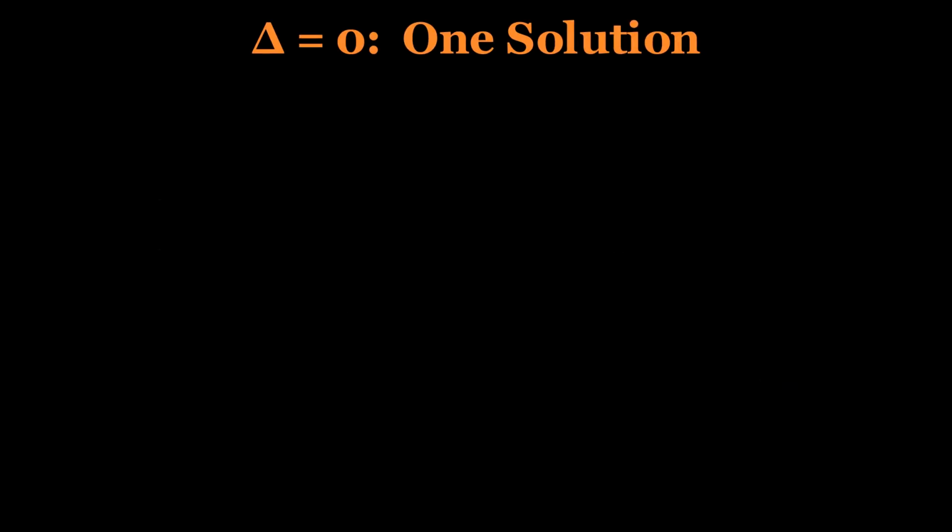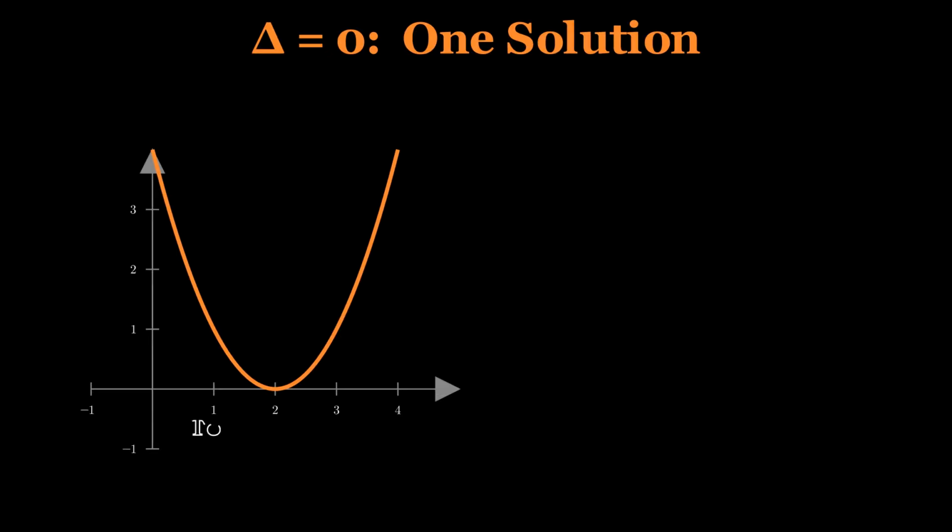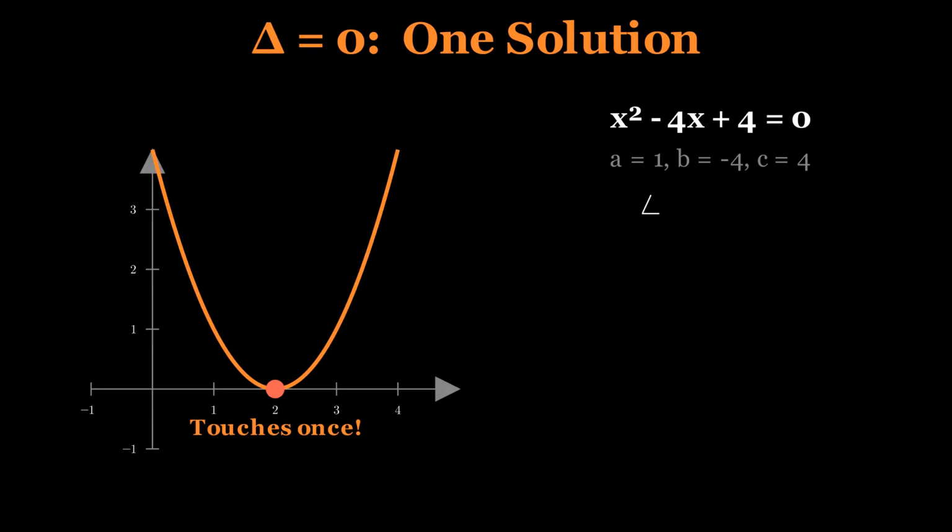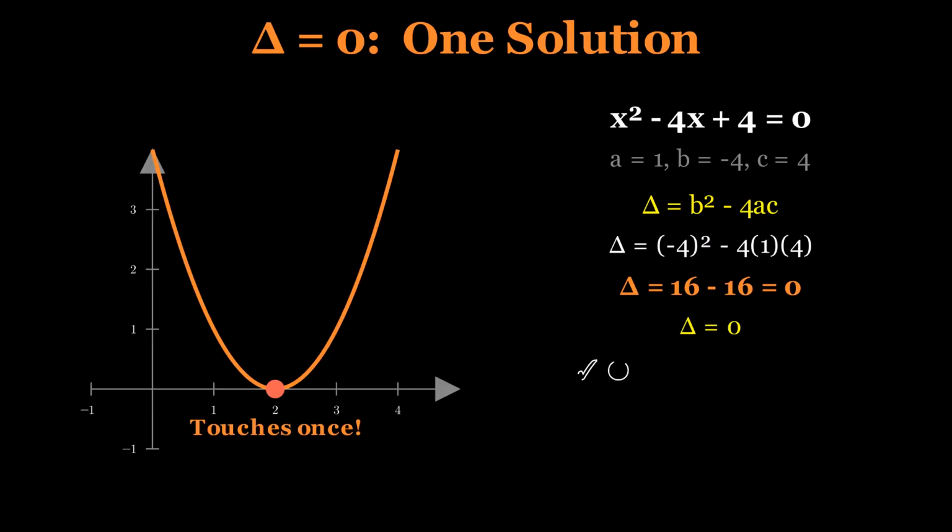Now, when delta equals 0. Example: x squared minus 4x plus 4 equals 0. a is 1, b is negative 4, c is 4. Delta equals b squared minus 4ac. Negative 4 squared minus 4 times 1 times 4. 16 minus 16 equals 0. Exactly 0. One repeated root. This is a perfect square. The graph touches the x-axis once.